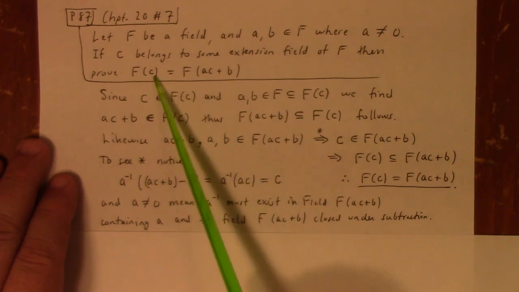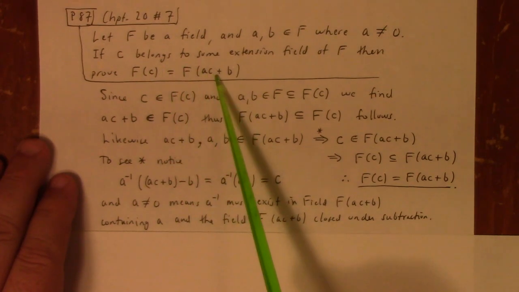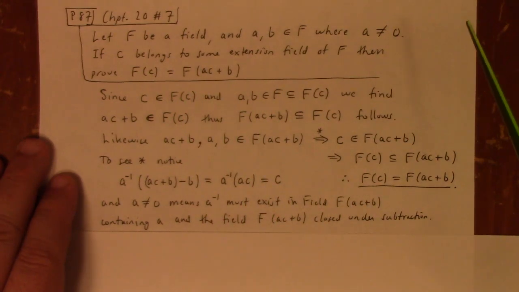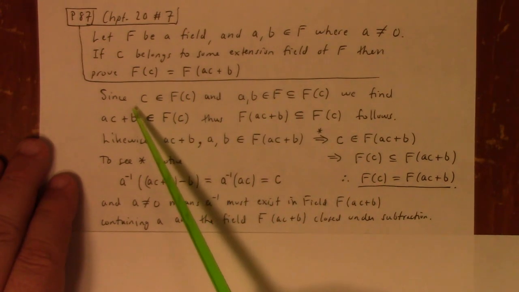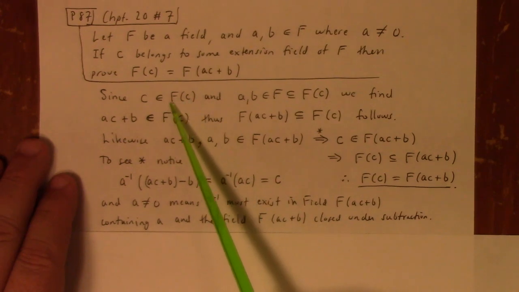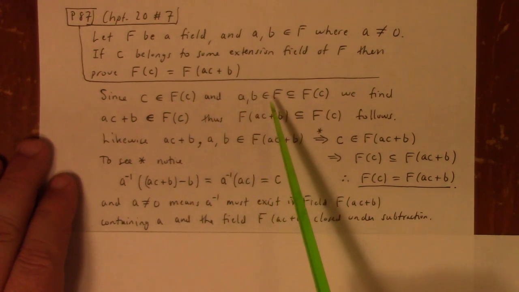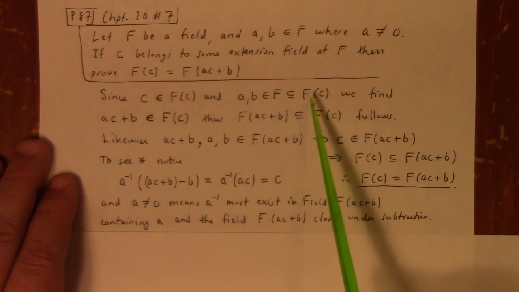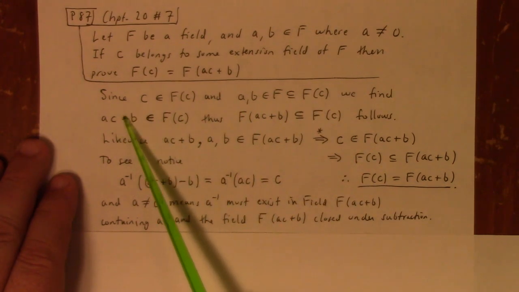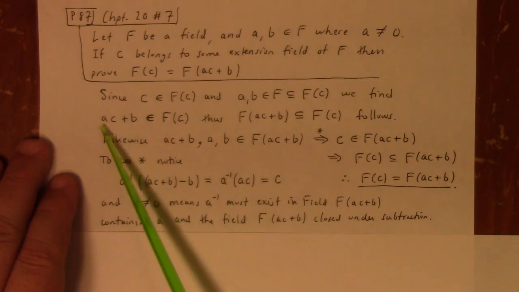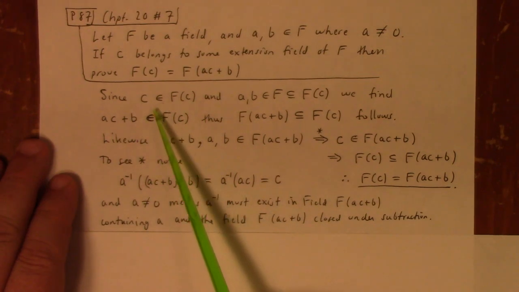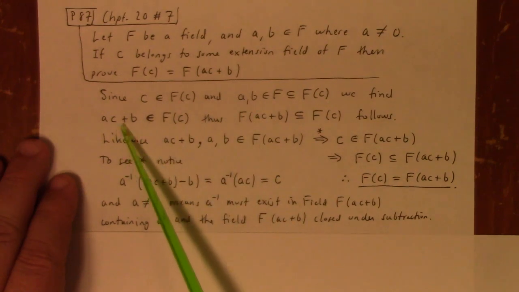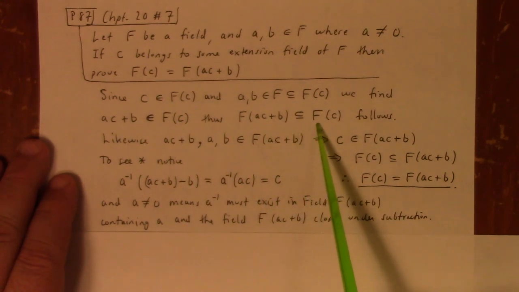So my approach here is to show that this is a subset of that, and that's a subset of this. That proves equality. Double containment proves equality. And my argument goes something like this. Since c is an element of F(c), and a and b are elements of F, which is by definition a subset of F(c), we find that ac plus b is an element of F(c), because of course the product and sum of numbers inside a field are again in the field. Thus, F(ac plus b) is a subset of F(c).